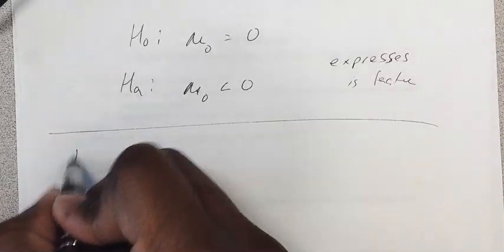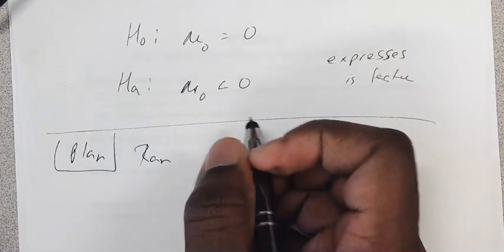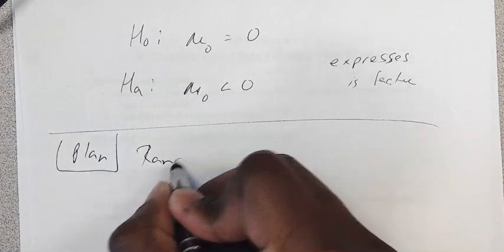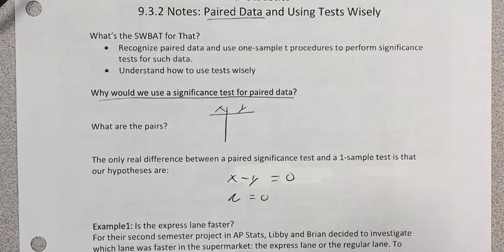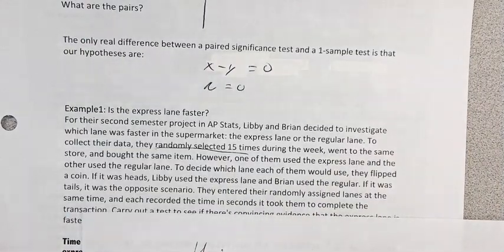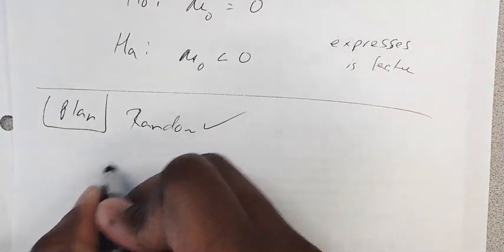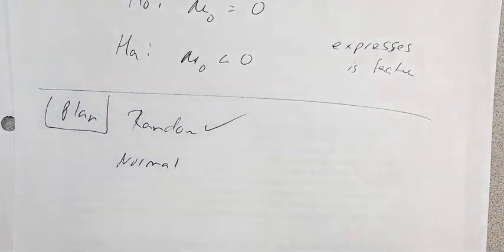Next up, we make a plan. So is it random? Is it normal? Is it independent? So is it random? They mentioned, and I underlined it earlier, that they were randomly selected 15 times throughout the day in the supermarket. So the random requirement is there. Is it normal? Because the sample size is less than 30, I have to check whether or not it's normal. So I can go and actually test that now with my calculator.